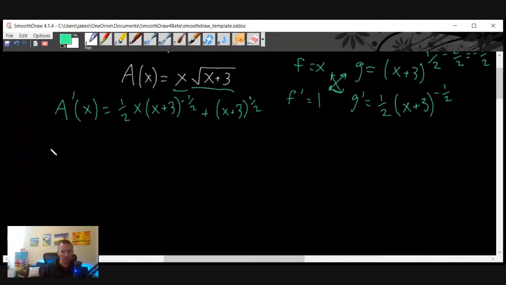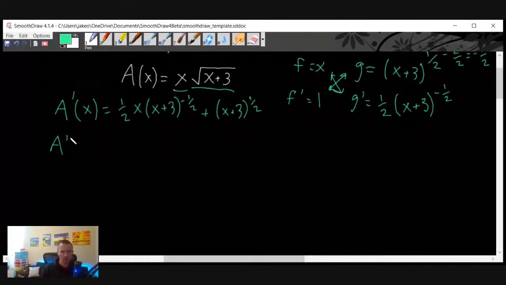Then, like I said, we need to find the second derivative. So now we need to find the derivative of this here. The second derivative is always just going to be the derivative of the derivative. There's two different ways we could go about solving this. We could do kind of like what we did in the last problem, where we could factor out this x plus 3 to the negative 1/2, or we can carry on taking the derivative of each of these pieces separately.